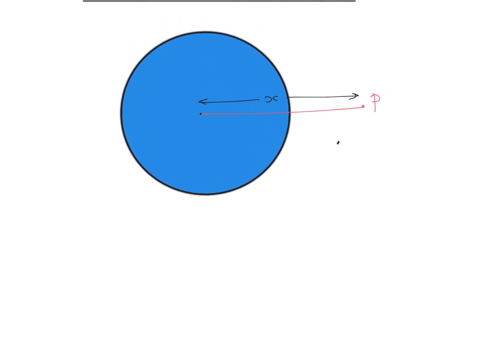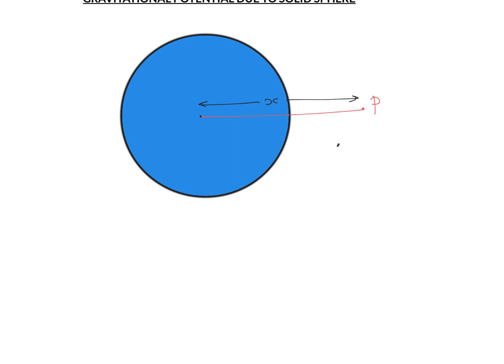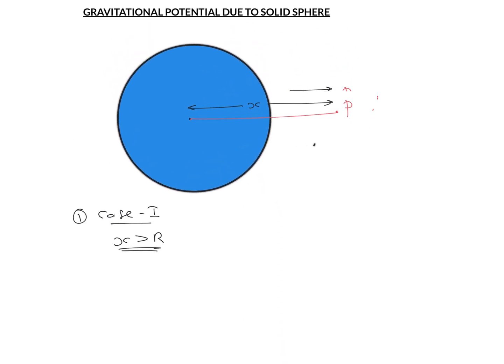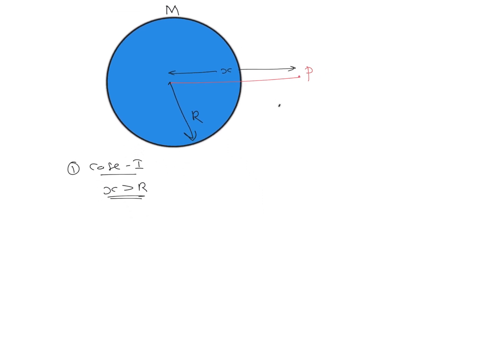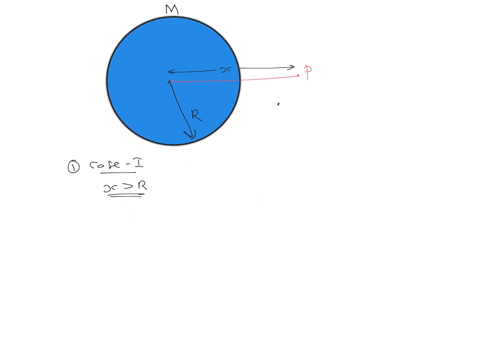We can find it in the same way as we discussed for the hollow sphere. Just consider our first case. In case 1, we consider that the value of x is greater than r. So if x is greater than r, the point is outside the solid sphere. We can assume that the total mass of the sphere, m, is concentrated at the center, and its radius is r. So we can directly write the equation for gravitational potential, that is minus GM divided by the distance, which is x.